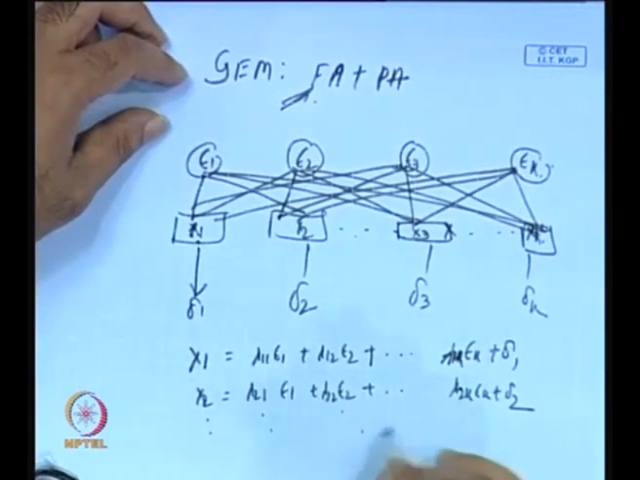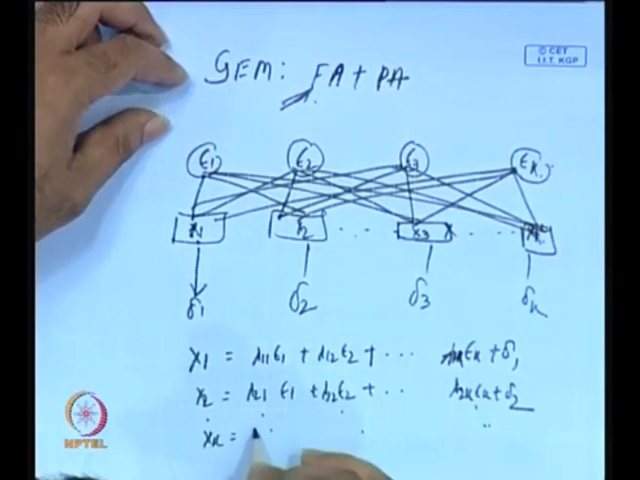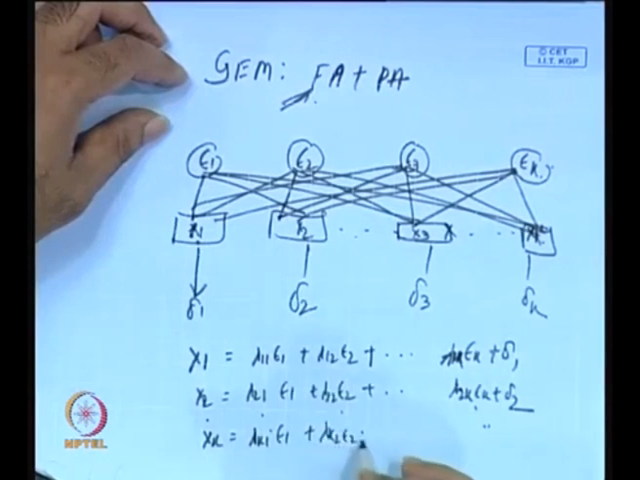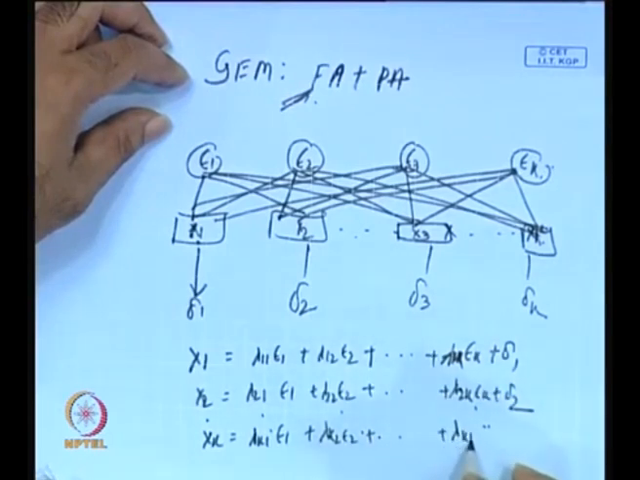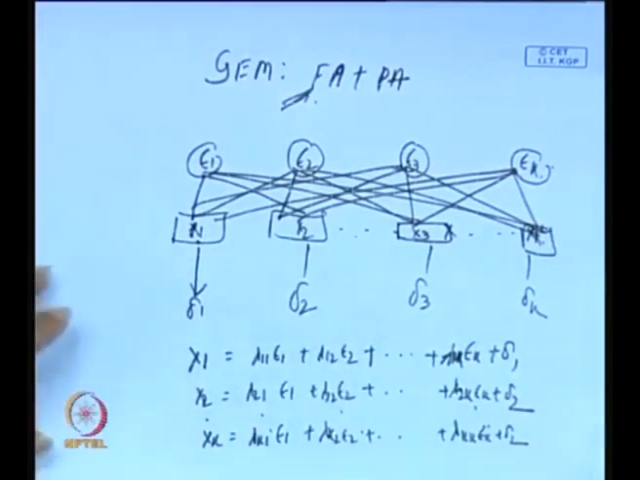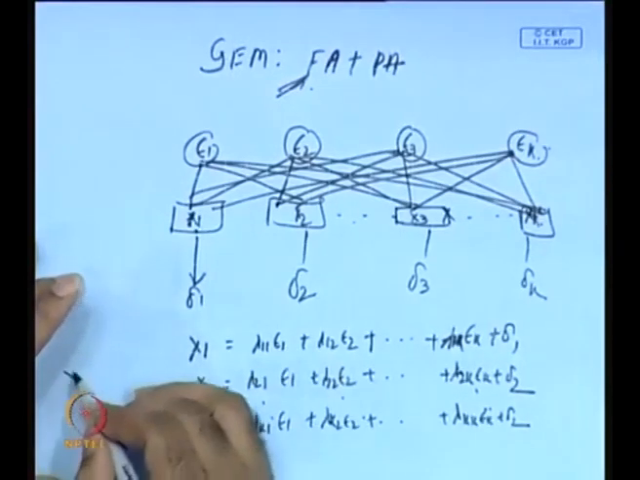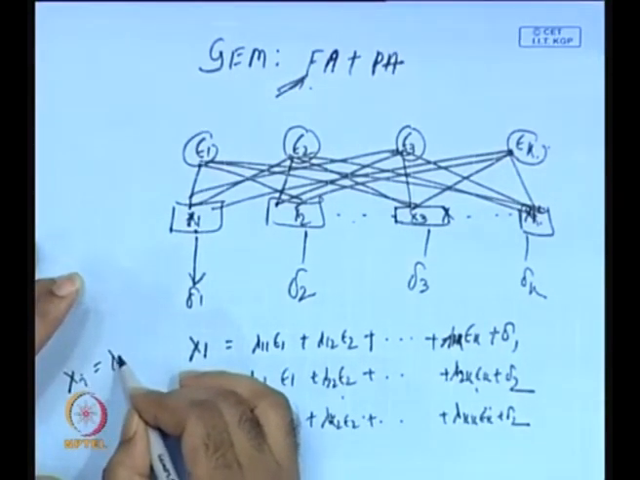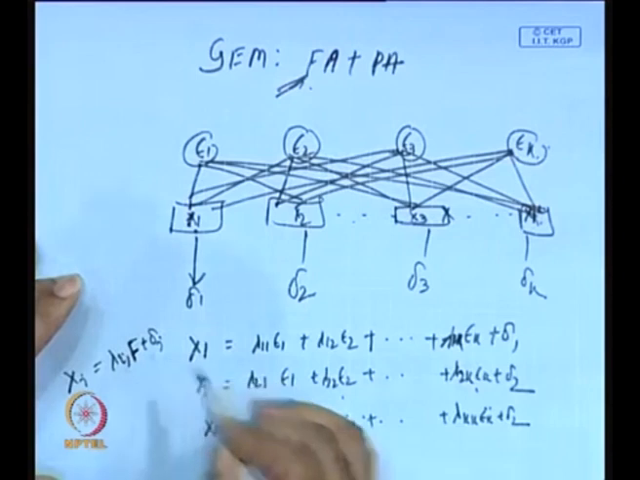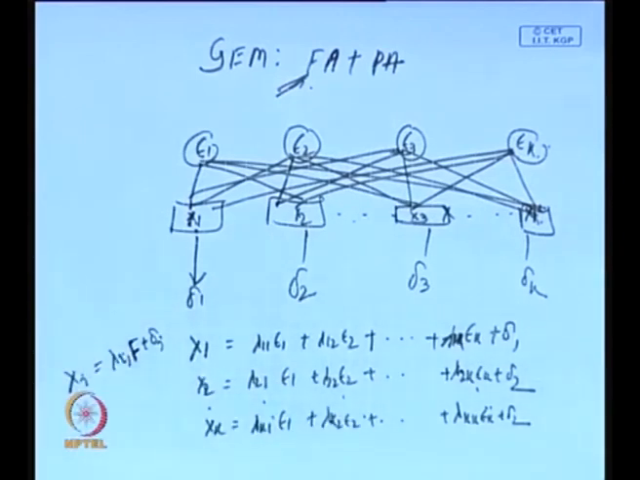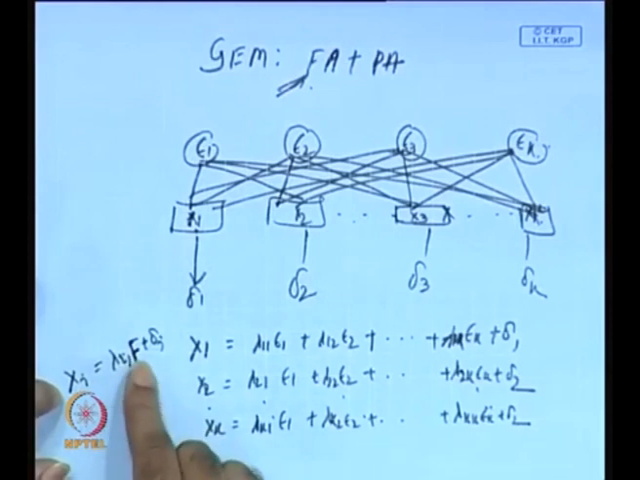Similarly, you continue. Then xk is equal to lambda k1 epsilon 1 plus lambda k2 epsilon 2, continuing, plus of course lambda kk epsilon k plus delta k. So this is how this system will operate. It is nothing but xi equal to lambda ij f plus delta i. This is what is called a factor. This is a variable which is integrated with some factors and their weightage, along with error terms.